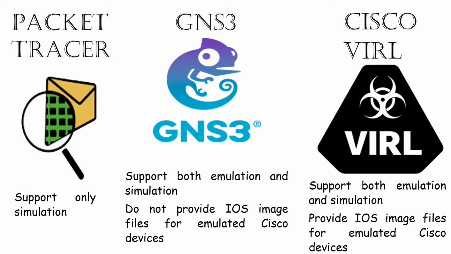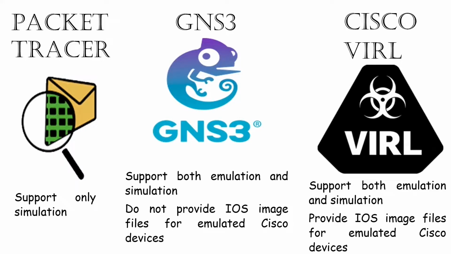If we talk about simulation, all three software, Cisco Packet Tracer, Cisco VIRL, and GNS3, support simulation. They include many inbuilt simulated devices that you can use to test the running configurations on emulated devices. PCs, hubs, and Layer 2 switches are some examples of simulated devices.